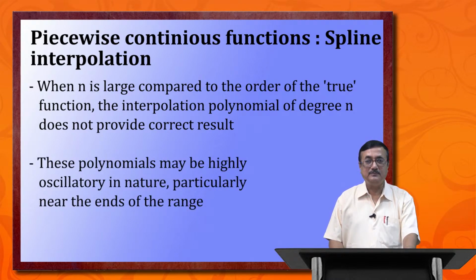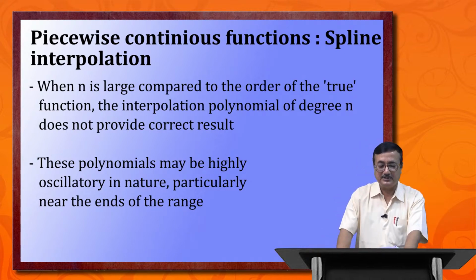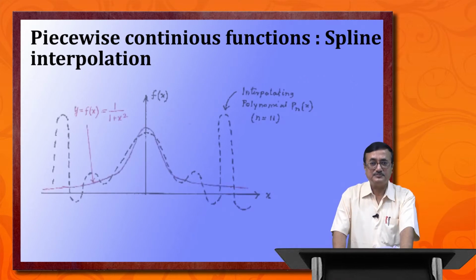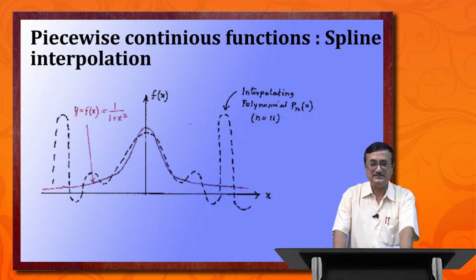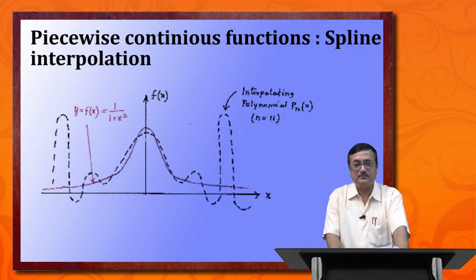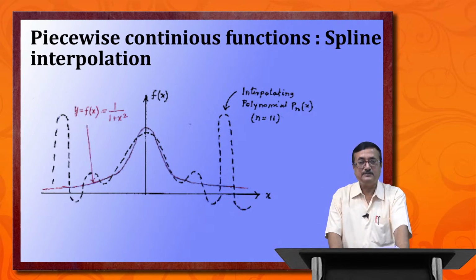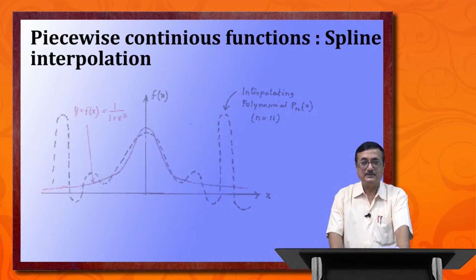This polynomial may be highly oscillatory in nature, particularly near the end of the range. Please observe this curve 1. We have two curves. One is the red colored continuous curve, which is the curve for fx is equal to 1 by 1 plus x square in the region -2 to +2. The curve with broken black lines is the interpolation polynomial curve for n is equal to 11.